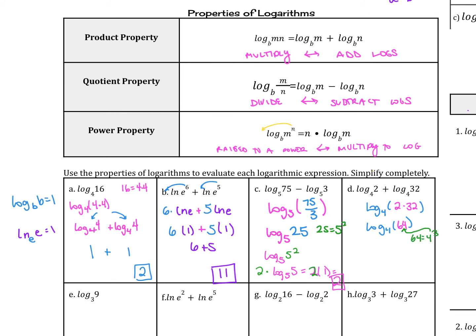So I'm going to substitute that for my 64. Now we can see this as log base 4 of 4 to the 3rd. And then again, we can bring that 3 to the front, so it's going to be 3 times log base 4 of 4, and log base 4 of 4 is just 1. So the final answer is just 3.